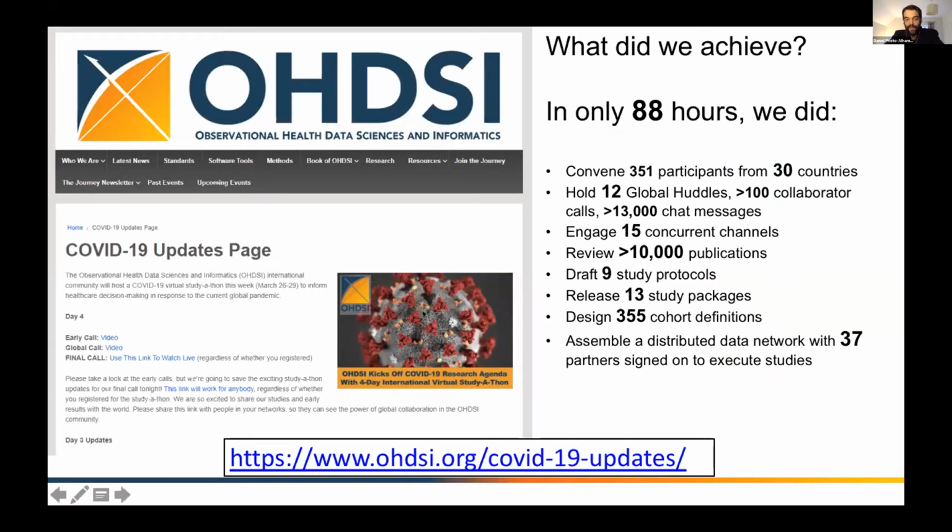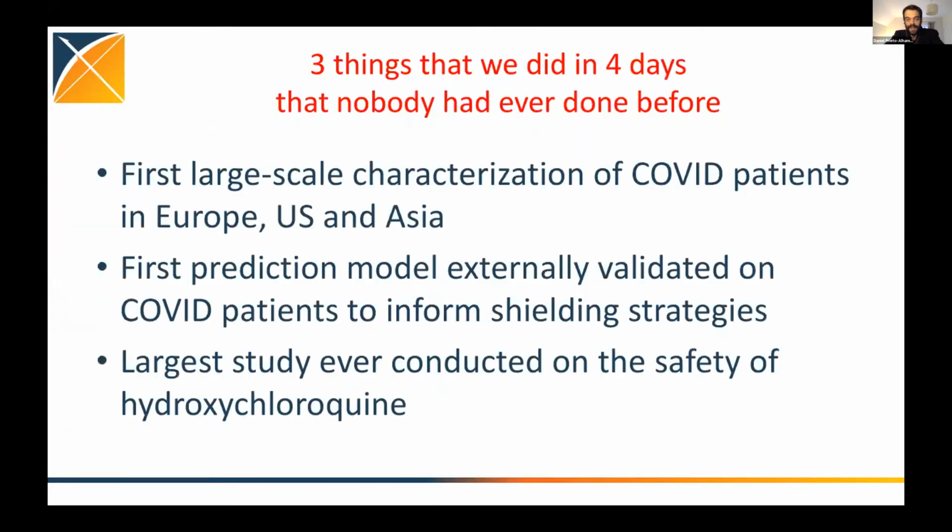where we had 4 days of collaboration with 350 people from 30 countries, thousands of messages, and we ended up doing 3 things that had never been done before in only 4 days. We created the first large-scale characterization of COVID-19 patients admitted to hospital in Europe, US, and Asia that I will share in a second. We created a first prediction model that was externally validated internationally on who was likely to suffer severe forms of COVID-19. And we completed the largest study ever conducted on the safety of hydroxychloroquine.